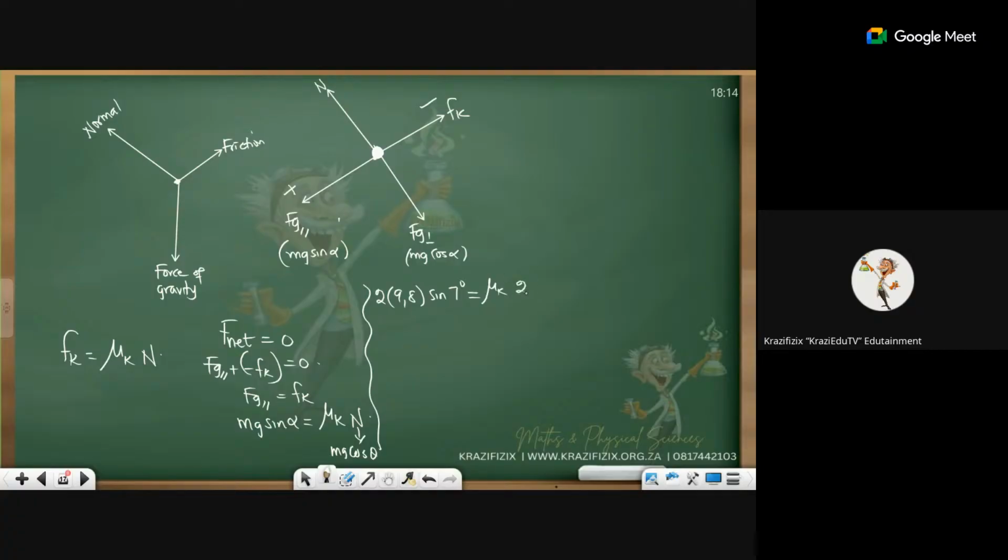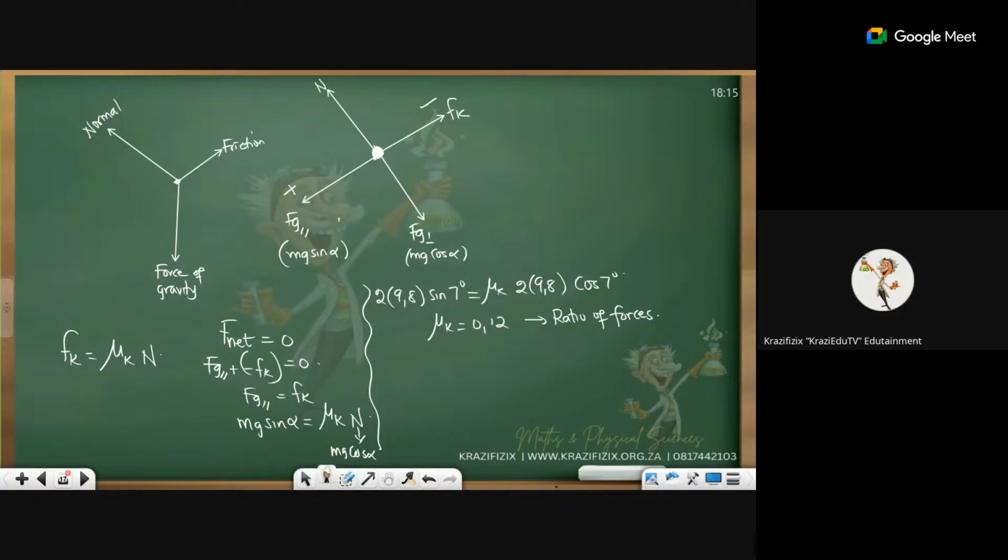I can also use 10, but it's fine. Then let me start doing things. I can use 10, sine over cos there, but don't go and use it, please. Let's do normal stuff. Cos 7 degrees. Can I just divide? Answer is actually mu k equals 0.12, and there's no unit, right? Remember, why is there no unit? It's a ratio. Ratios don't have units.